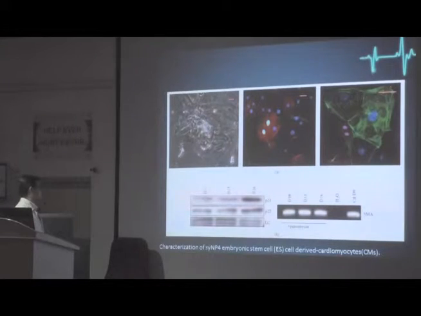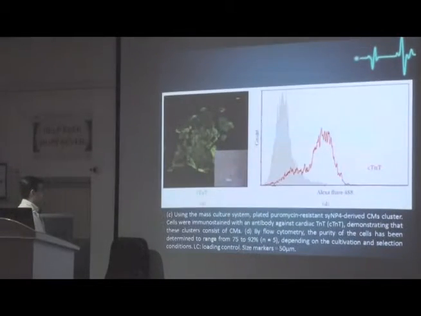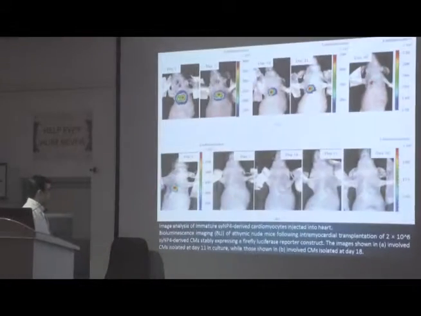These are the images for stem cells. The characterization of SSSIHL embryonic stem cell-derived cardiomyocytes. This is the characterization of the stem cells. This is the image of SSSIHL direct cardiomyocyte injection into the heart. The first one shows the cardiomyocytes isolated at the 11th day in culture, while the second one shows the 18th day in culture. You see that it's a faster recovery compared to the first one.